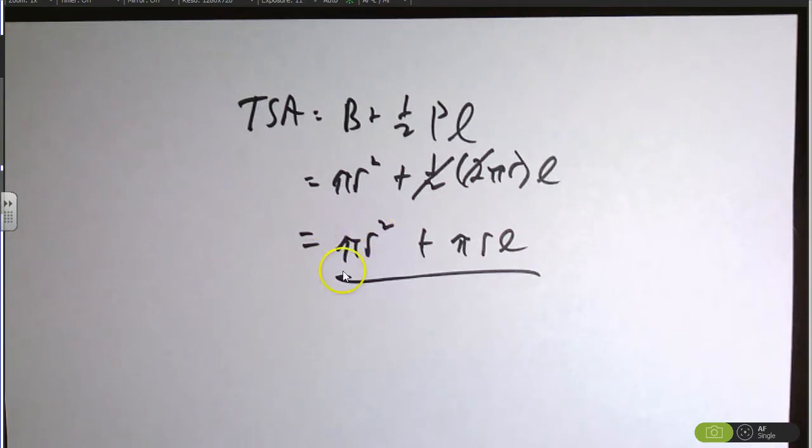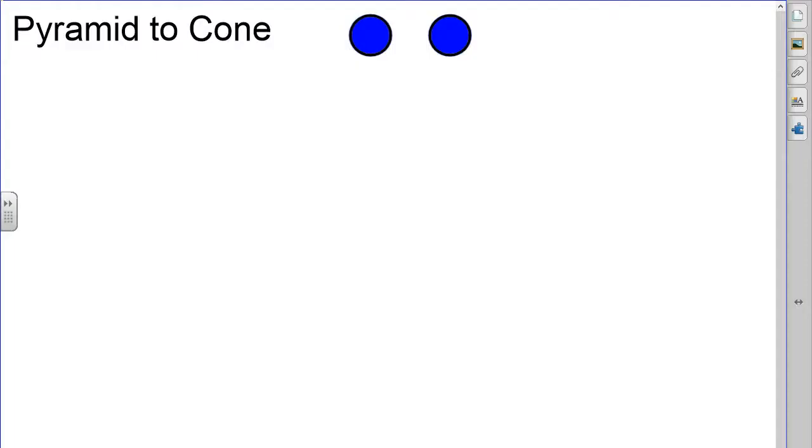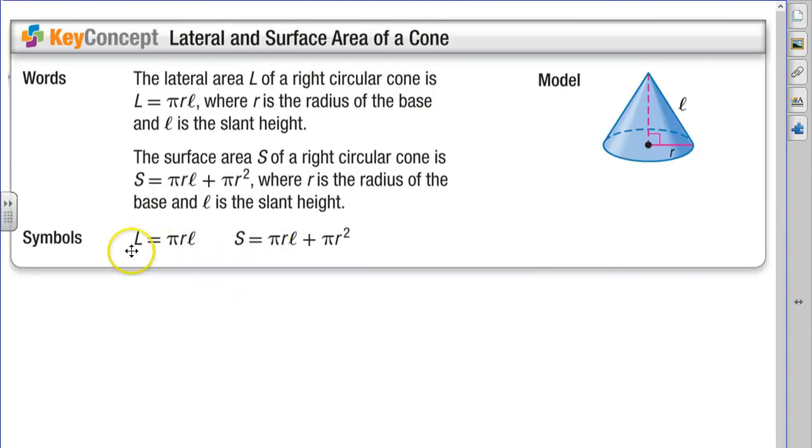And if you want just regular surface area or lateral surface area, just cut off this and just do pi r L. So lateral surface area, pi r L, total surface area, pi r L plus pi r squared.